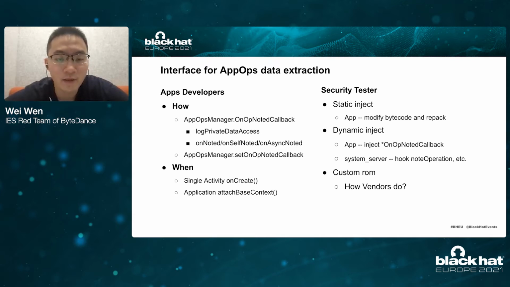The official method is to set the OP note callback of AppOpsManager, override the target method such as onNoted, and define a method to print the code stack, such as logPrivateDataAccesses. The official recommendation is to set this at the beginning of each activity, but through the understanding of the startup process of the Android app, there is an earlier position, attachBaseContext of the application.